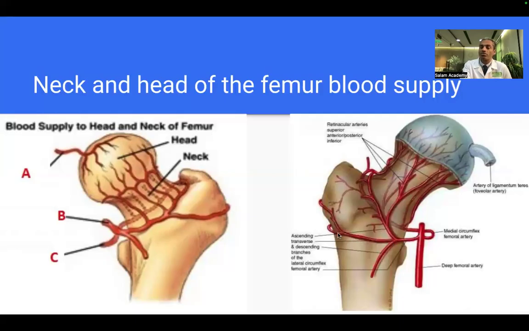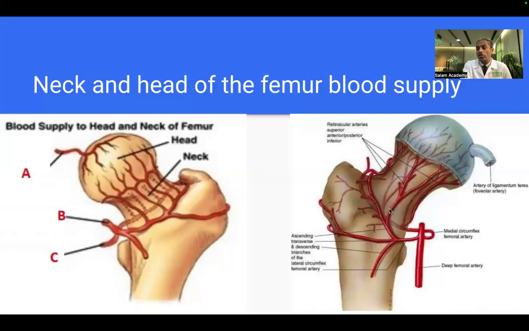This is from the anterior hip here, and this is from the posterior, and these are the ascending arteries along the neck of the femur and the capsule. And we have to know what this is. This is the epiphyseal plate. This epiphyseal plate is very important.